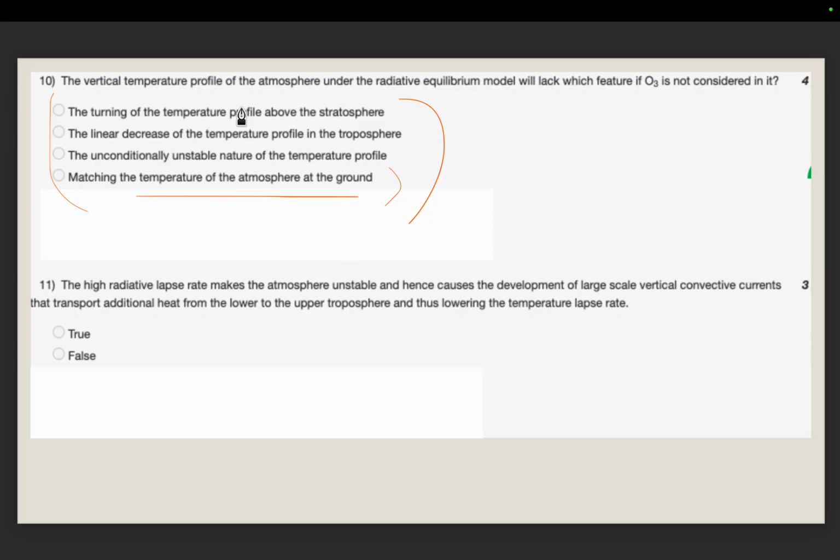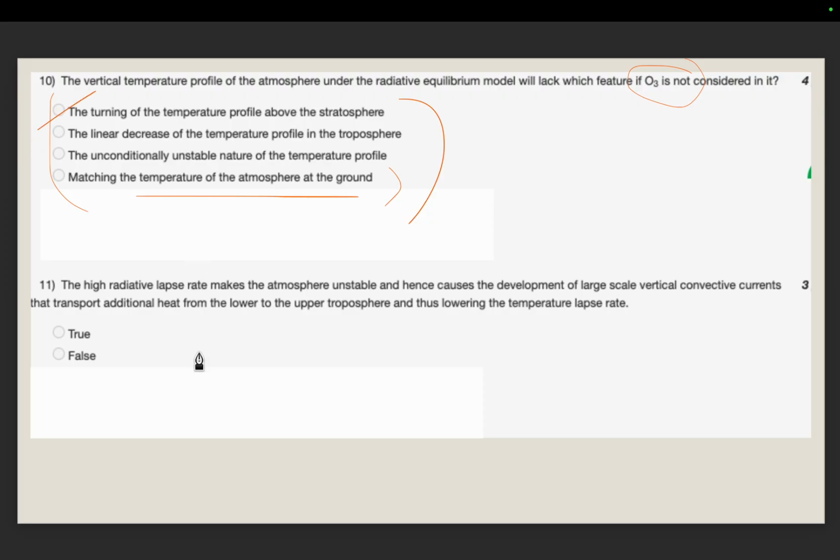This turning of the temperature profile above the stratosphere cannot be described without adding ozone in this radiative equilibrium model. Question 10, option A is correct.